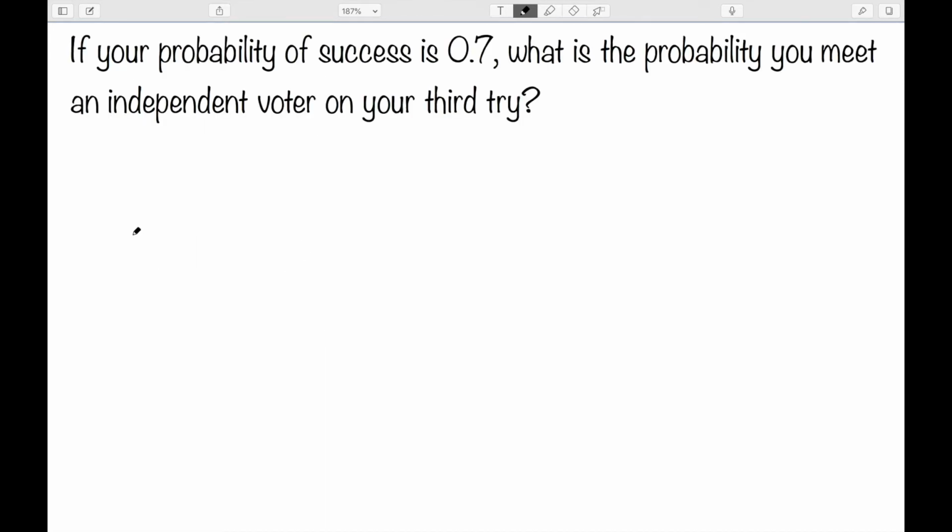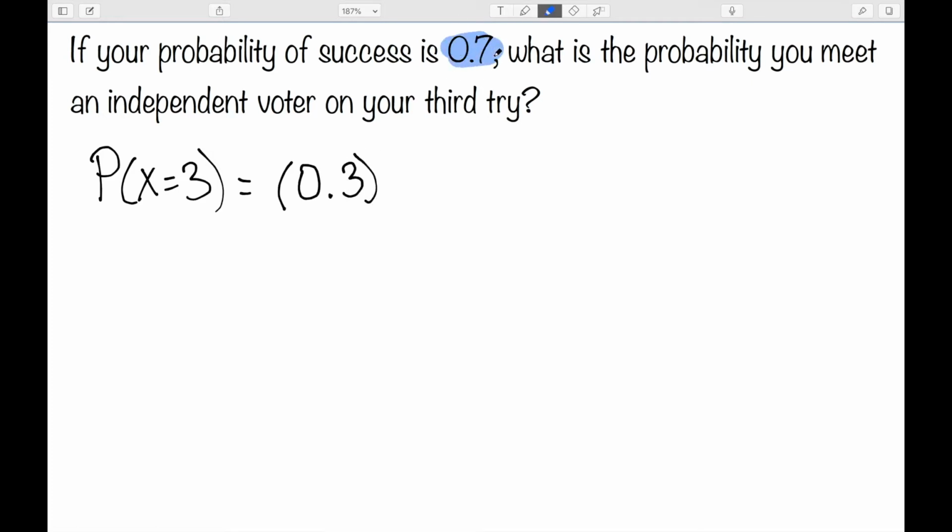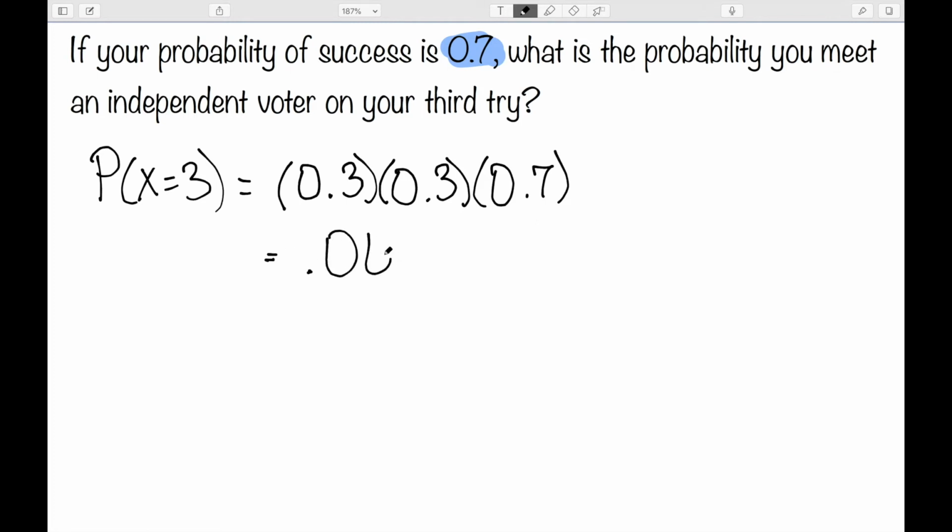If your probability of success is 0.7, what is the probability you meet an independent voter on your third try? So I want to know the probability that x is equal to 3. So what this means is the first person is not an independent voter. So there's a chance, if 0.7 is our chance of getting an independent voter, 0.3 would be the chance of not getting an independent voter. The second one is not independent, but the third one is. And this works out to be 0.063.